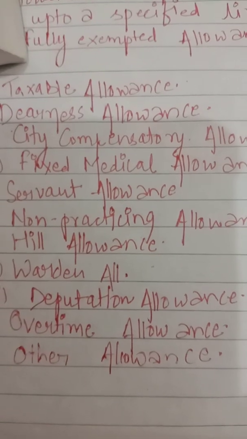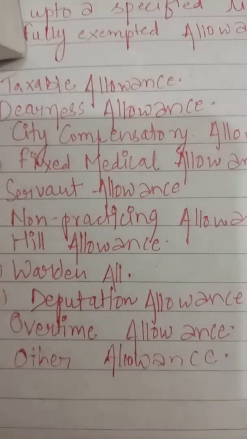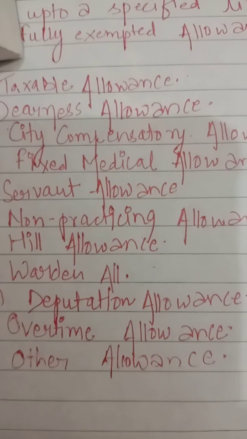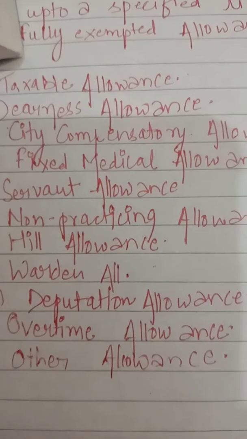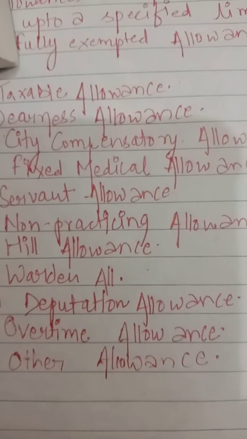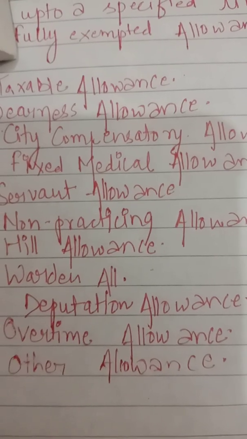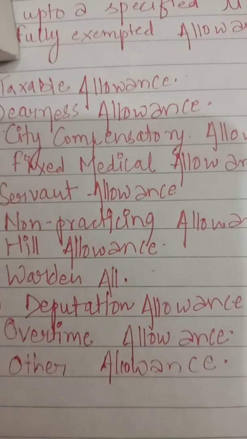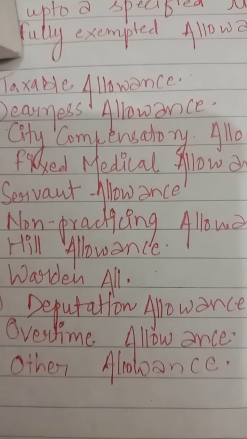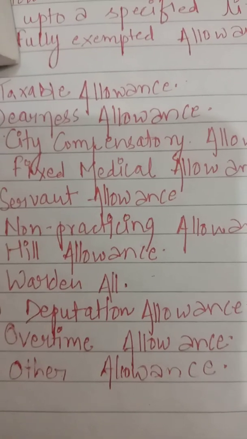It is to compensate them for this ban. So, non-practicing allowance is also fully taxable. Hill allowance, it is given to employees working in hilly areas on account of the high cost of living in hilly areas as compared to plains. It is fully taxable if the place is located at least 1,000 meter height from sea level. Next is warden allowance. These allowances are given in educational institutions for working as a warden of the hostel and or working as proctor in the institution. These allowances are also fully taxable.